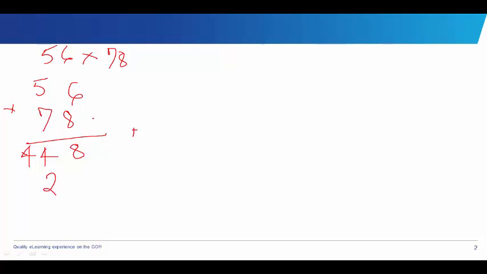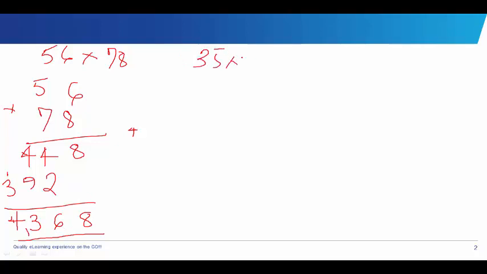7 times 5 is 35. 35 plus that 4 will give us 39. And write the 39 this way. Now add 8, bring down the 8. 4 plus 2 is 6. 4 plus 9 will give us 13. Write 3, carry 1. Add the 1 to this 3 becomes 4,368. Okay, let's try another number.